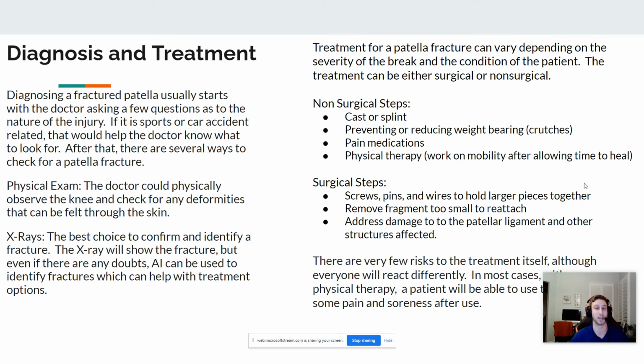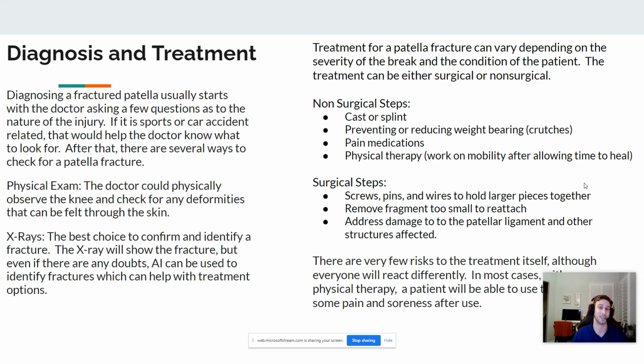Surgically, if the break is really bad, we're going to use some screws, pins, and wires. We're going to hold larger pieces together. And then we're going to remove fragments that are just too small. That's where that healing is going to come back together. And then we're going to address the damage to the ligaments and other structures, make sure everything in there is good. There are very few risks.